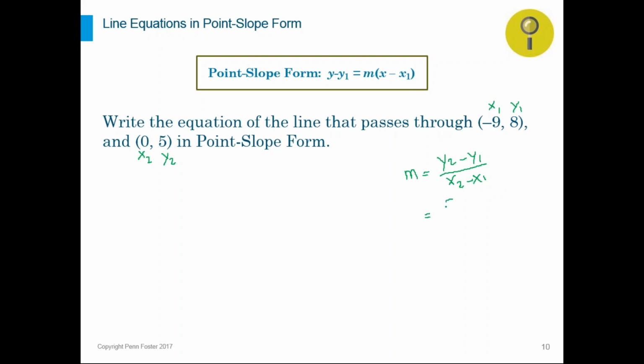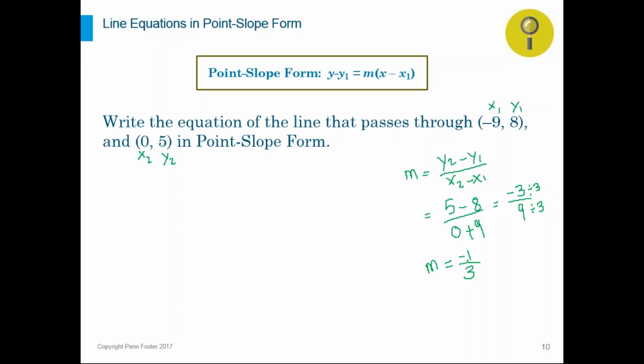y2 is 5, so 5 minus y1, which is 8, over x2, which is 0, minus x1, which is negative 9, so that makes me write it as plus 9. Equals, do the math: 5 minus 8 will give you negative 3 on the top, and 0 plus 9 is 9. Then reduce the fraction, divide by 3 and divide by 3. So this fraction is actually negative 1 over 3. That is your m, your slope, negative one third.